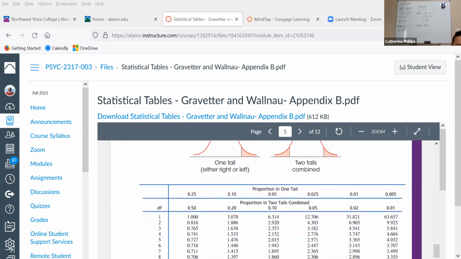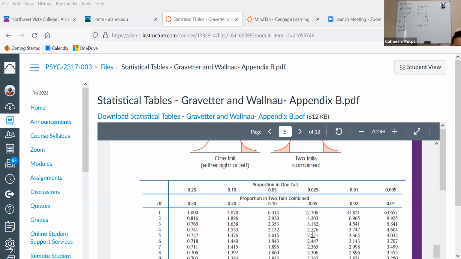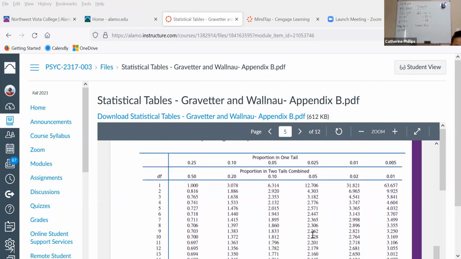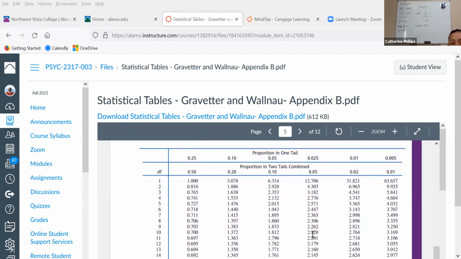I'm going to go down until over here I get to 14. So I'm going down in this column until I get to that degrees of freedom that I just calculated. My critical values are going to be plus or minus 2.145.